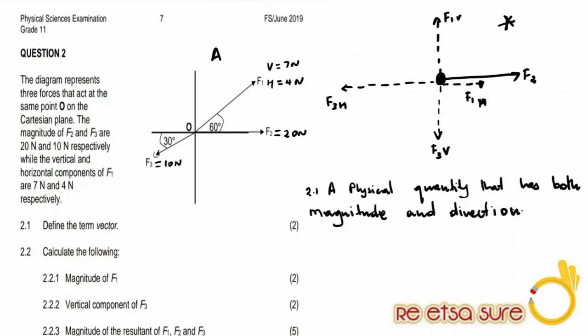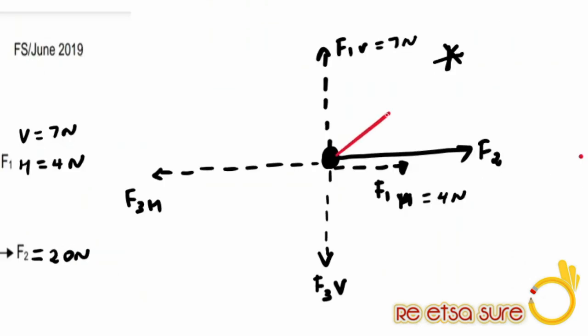And then the second question that we come across: calculate the magnitude of F1. Remember, for F1 we were given the vertical component of F1 and the horizontal component of F1. The vertical component of F1 was given as 7 Newton, and the horizontal component of F1 was given as 4 Newton. Here is my F1.